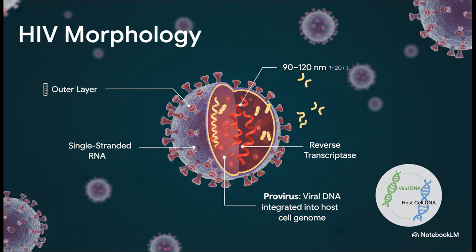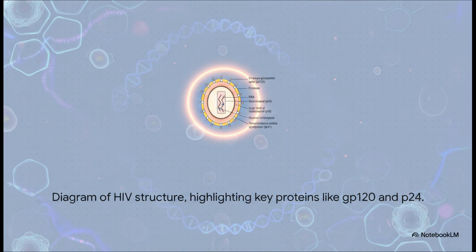That DNA then gets integrated right into the host cell's own genome, and at that point we call it a provirus. This diagram gives us a great look at those key structural parts. That outer envelope is studded with these glycoprotein spikes. Each spike is made of an outer cap, called GP120, and a transmembrane portion, GP41, that anchors it. Inside the envelope, you have the nucleocapsid, which is made up of the main core antigen, P24. And it's this P24 protein that forms a shell around the viral RNA and the reverse transcriptase.